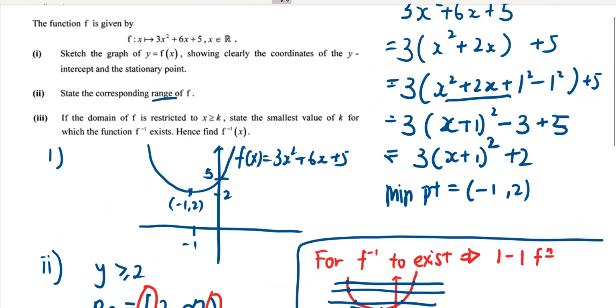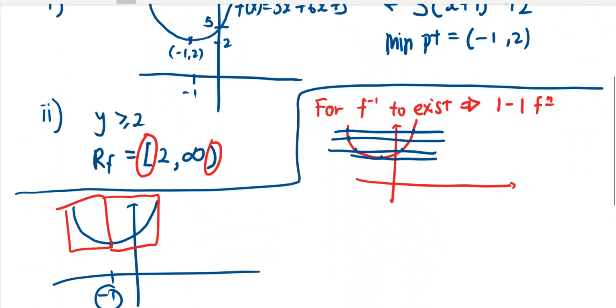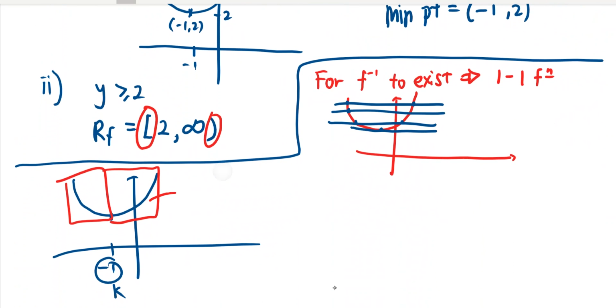Now, I look at the question. The question wants x greater than or equal to k. So this is the part where I'm talking about x greater than or equal to k, such that it is 1-1. So now the question is asking, what must this k be? It will always be at the minimum point. So for the first part, x must be greater than or equal to -1. Therefore k equals -1.